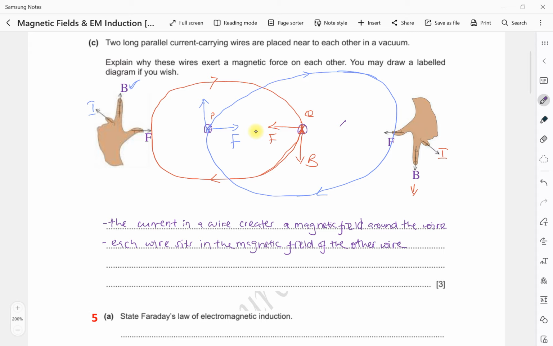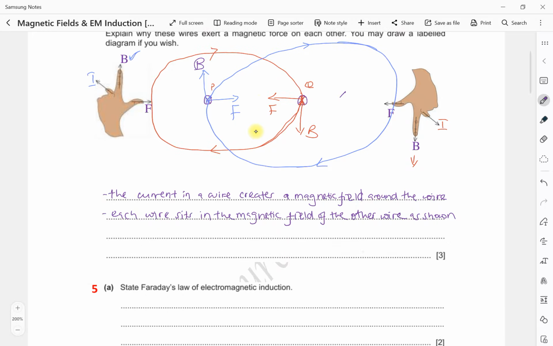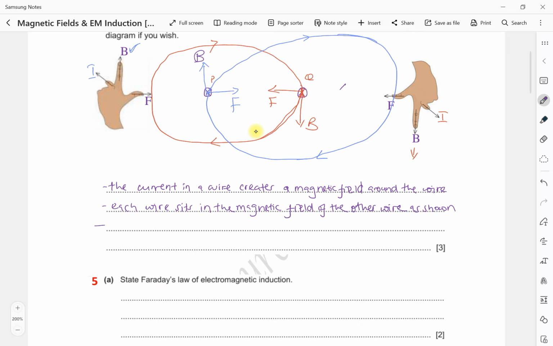So each wire sits in the magnetic field of the other wire as shown. Because they said you may draw a diagram, a labeled diagram. So to label this diagram, I just added B, magnetic field, and the directions of the forces. Each wire sits in the magnetic field of the other wire as shown. For each wire, the current is perpendicular to the magnetic field.